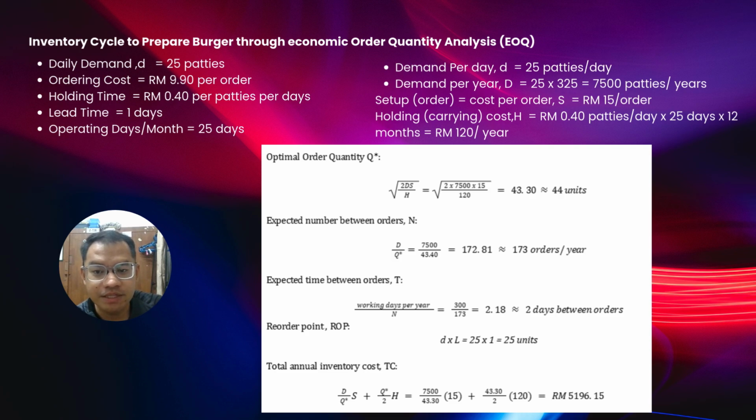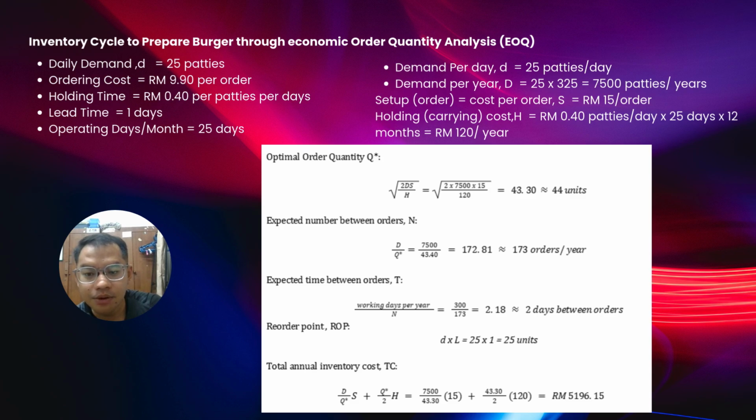Now I will explain about the inventory cycle to prepare the burger through economic order quantity analysis (EOQ). The daily demand for the patties is 25 patties. Ordering cost is around RM 9.90 per day, and then holding cost is RM 0.40 per patty per day. Lead time is 1 day, and the operating days per month is 25 days. For the demand of 25 patties per day, the demand per year is 25 times 300, which will get 7,500 patties per year.